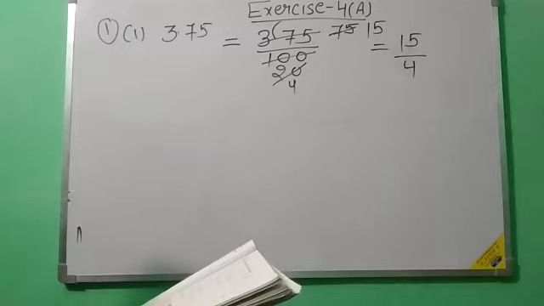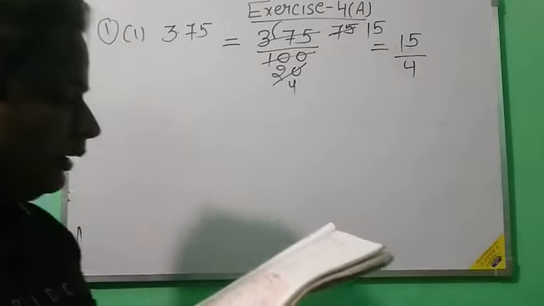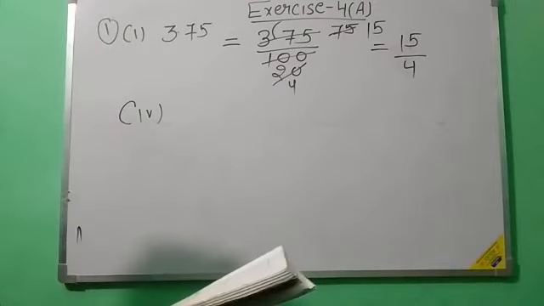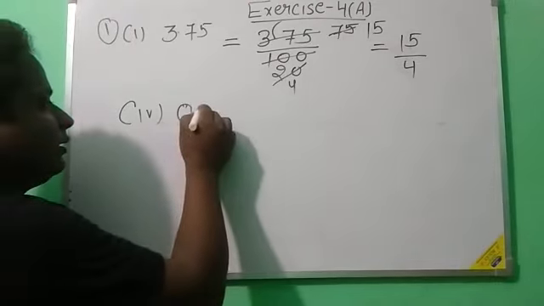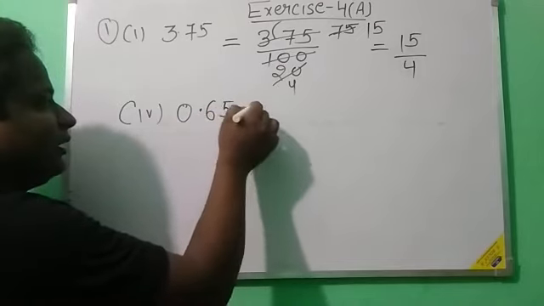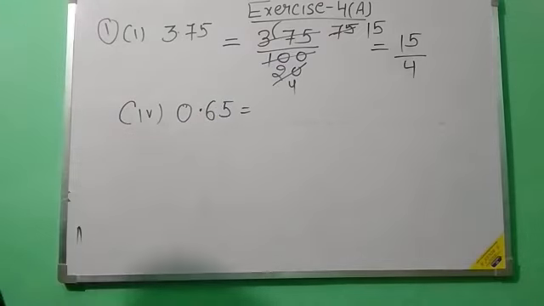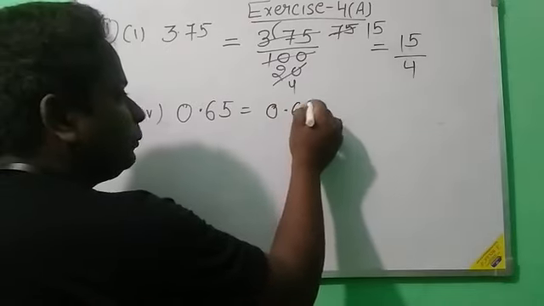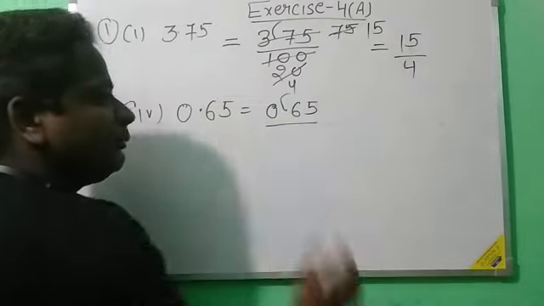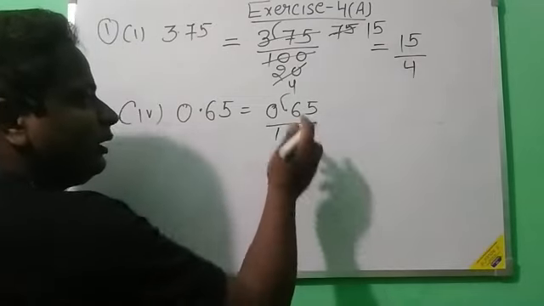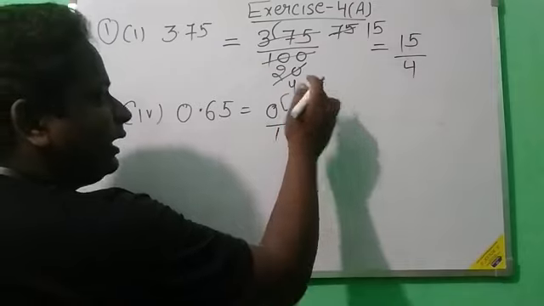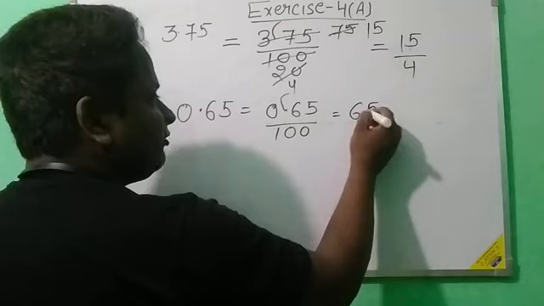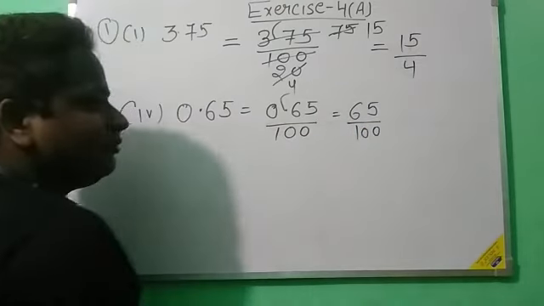Take one more example. Like I am taking the fourth part, 0.65. You need to reduce this number into its lowest terms. Do the same thing. Remove the decimal, write 1 here, and count the number of digits on the right side: 1 and 2. So it becomes 65 upon 100 as a fraction.